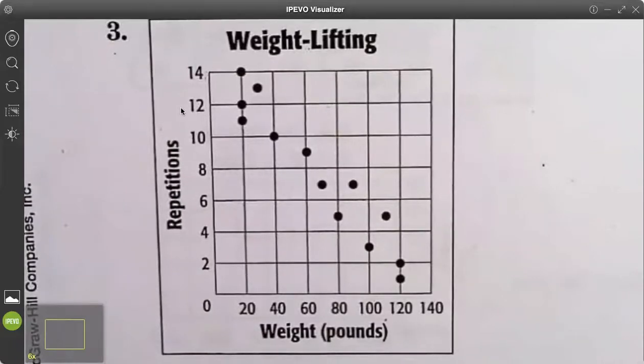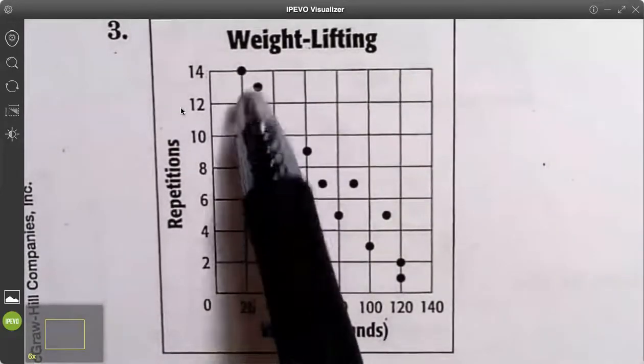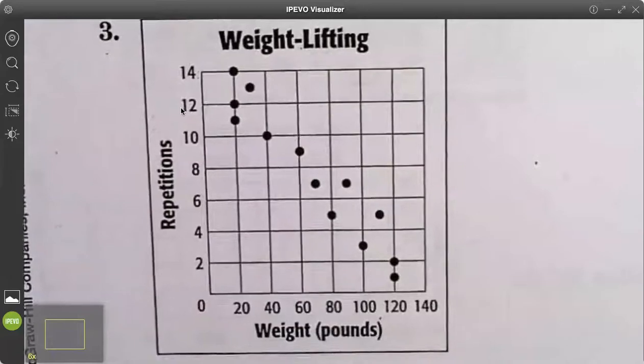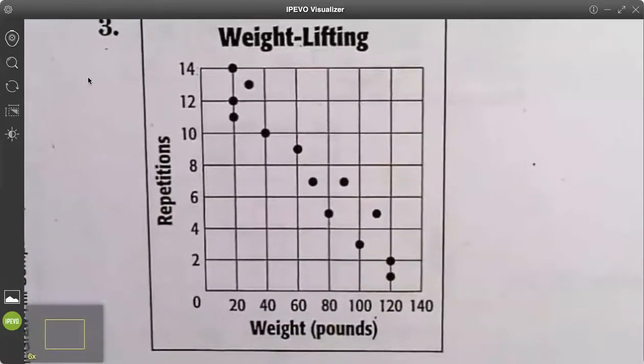How many times you can lift it depends on how much weight you have to lift. If you're only lifting 20 pounds, you may be able to lift it 11 to 14 times. If you're lifting 120 pounds, you may only be able to lift it between 1 and 2 times. Negative correlation. The amount of repetitions depends on how much weight you're trying to lift.